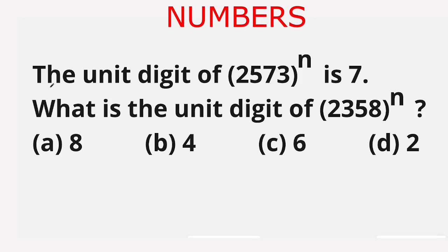Our question is, the unit digit of 2573 to the power n is 7. What is the unit digit of 2358 to the power n? The given options are option A 8, option B 4, option C 6, option D 2.